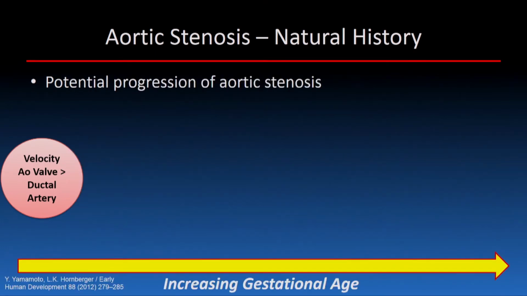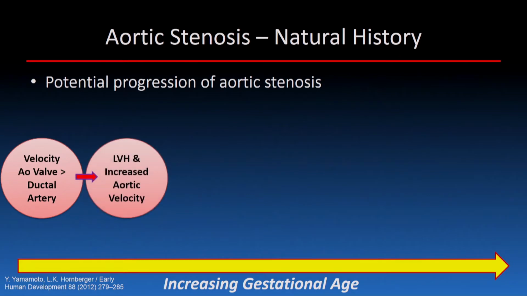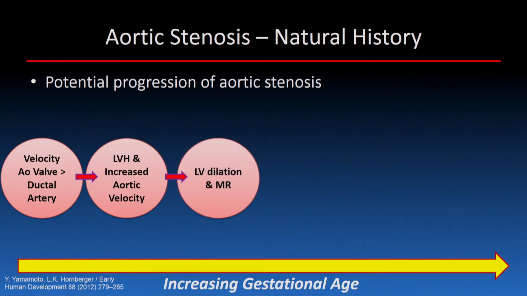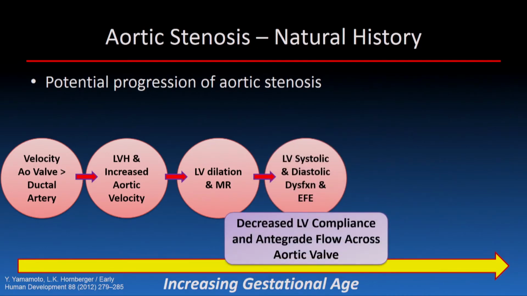So Dr. Yamamoto and Hornberger in 2012 really did a nice job describing the natural history of multiple lesions, including aortic valve stenosis. And just walking through that, moving on from that early marker of velocity differences across the aortic valve and ductal artery, we move on into signs of LVH with increased aortic valve velocity, LV dilation and development of mitral regurgitation, then systolic and diastolic dysfunction of the LV with endocardial fibroelastosis. This results in decreased LV compliance, and therefore we actually have decreased antegrade flow across the aortic valve.